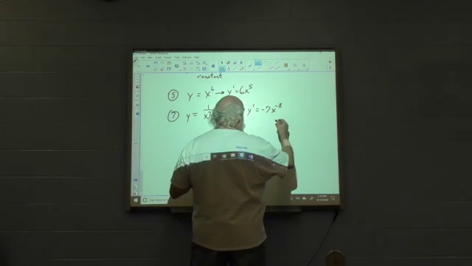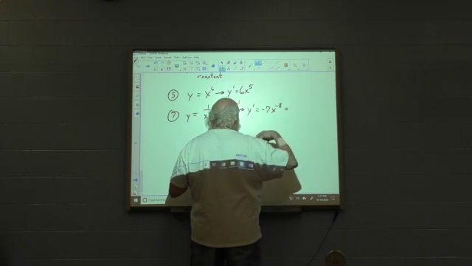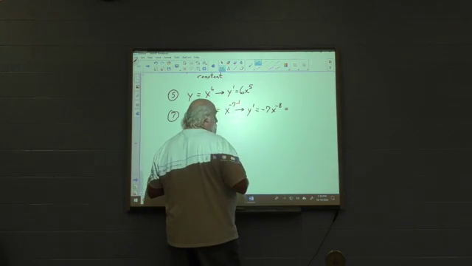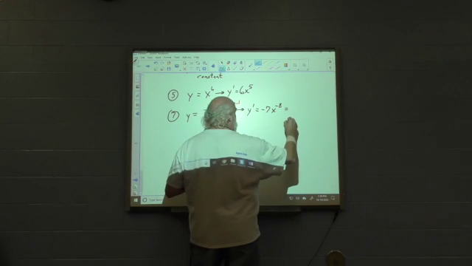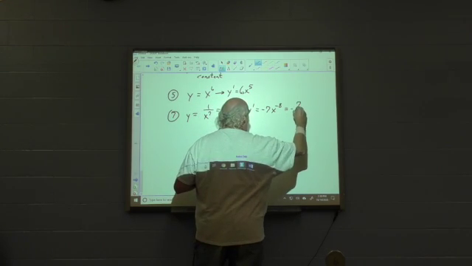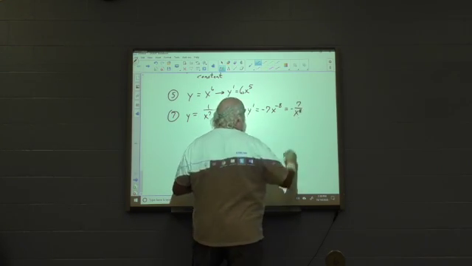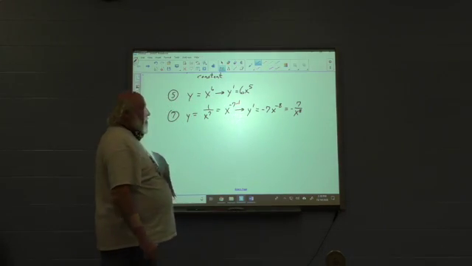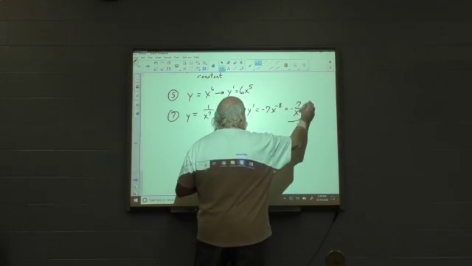And if you write it like that, you can get rid of the negative exponent, which the book tends to like you to do. So it's -7 over x to the 8th power. So this is the preferred answer that they're looking for.